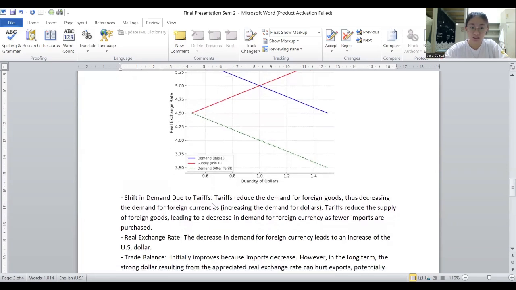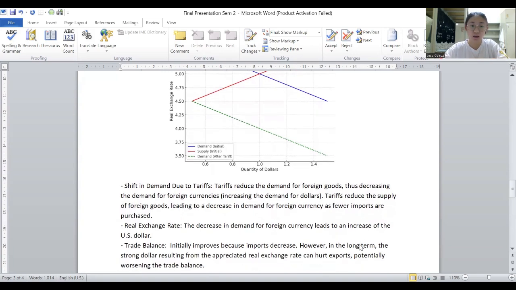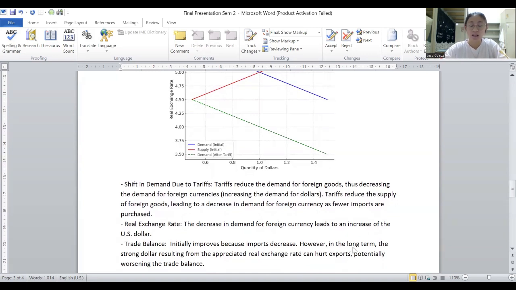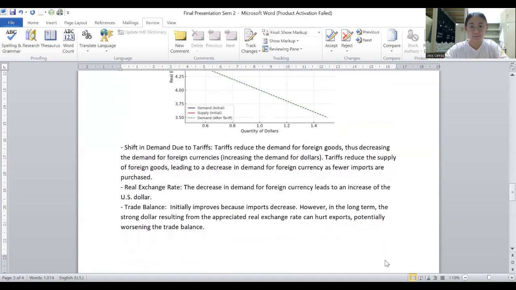The real exchange rate will also increase. The decrease in demand for foreign currency leads to an increase in the value of the US dollar. And the trade balance will initially improve because imports will decrease. However, in the long term, the strong dollar resulting from the appreciated real exchange rate can hurt exports, so potentially it will worsen the trade balance.